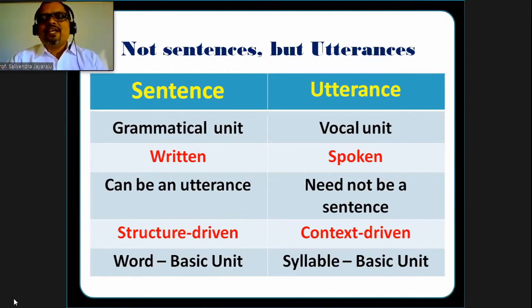If you move with that basic understanding to reading and writing, there you can brush up your grammar and develop certain writing skills. So the last one is the basic unit. In sentence, you will have words. But in utterance, what we have is just this, a syllable and syllable units. What are syllable units? Telugu aksharas. Every akshara, every letter of Telugu is a syllable. Ka is a syllable. Ka is a syllable.